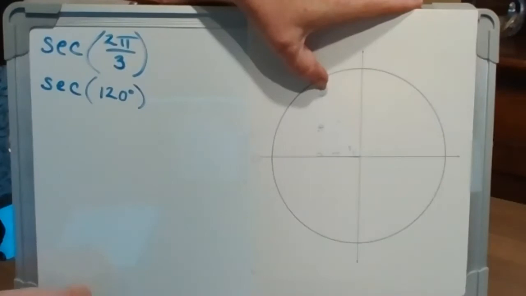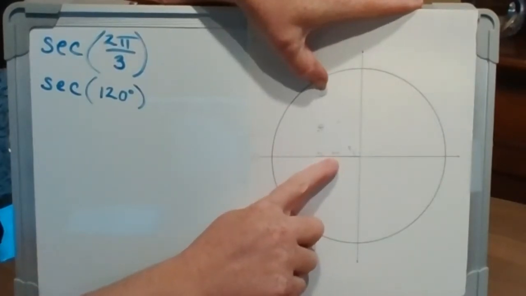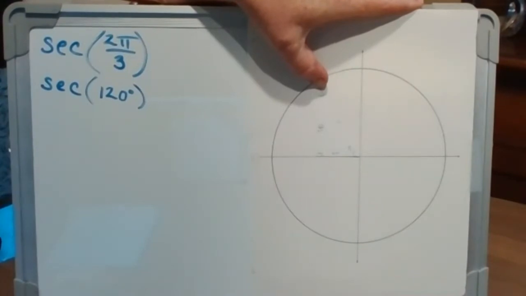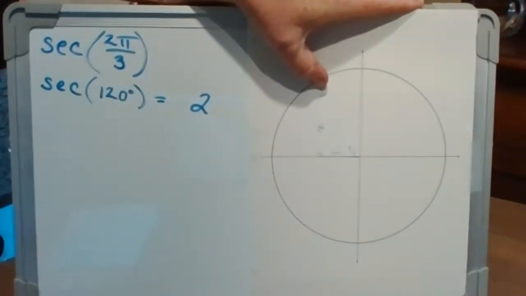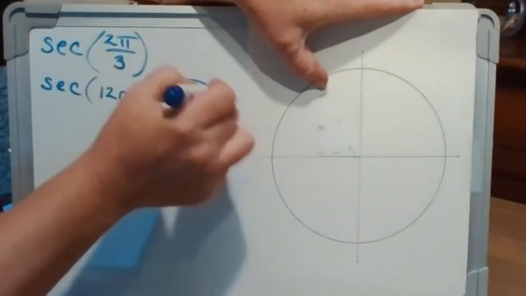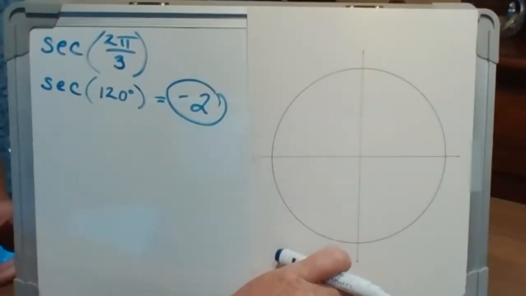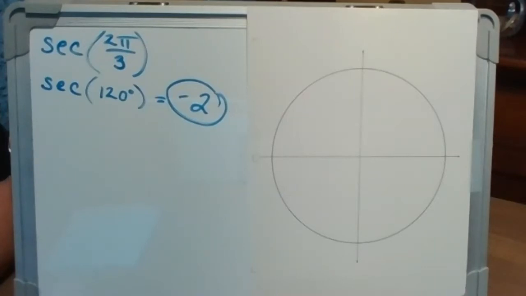I know that secant is the reciprocal of cosine. The cosine value is 1/2. Therefore, secant is going to be the reciprocal. It's going to be 2. And lastly, we need to decide if it's going to be positive or negative. We're in the second quadrant. X values are negative. So secant of 2 pi over 3 is -2. Questions?